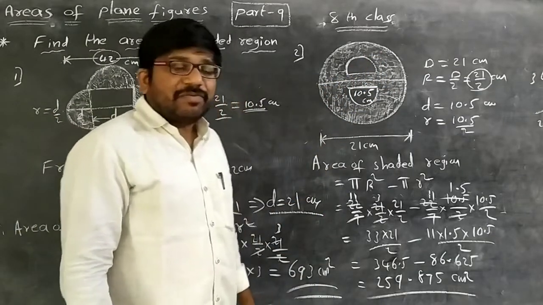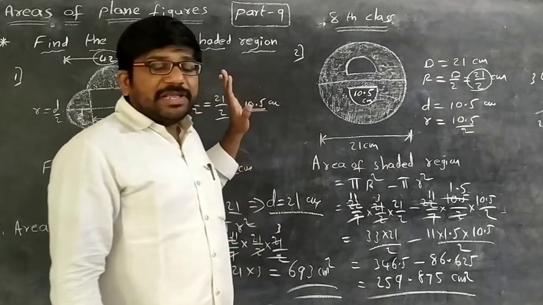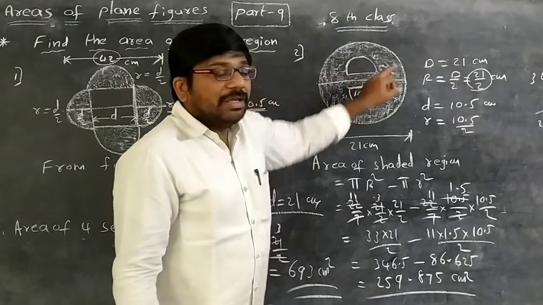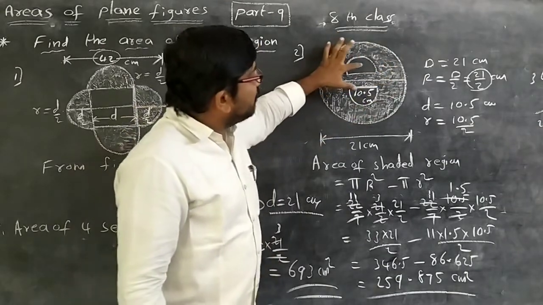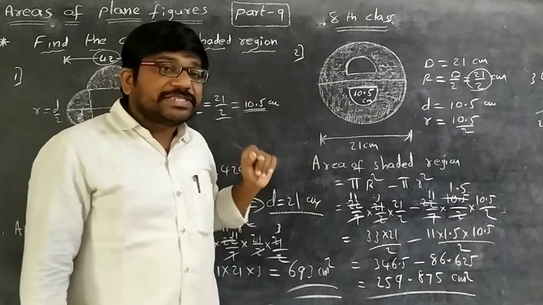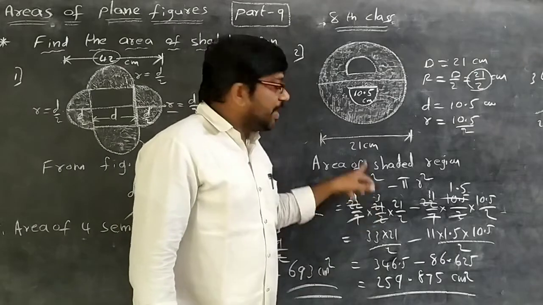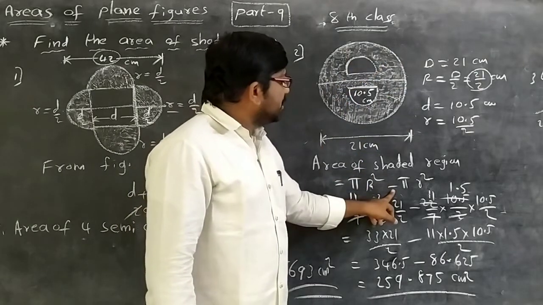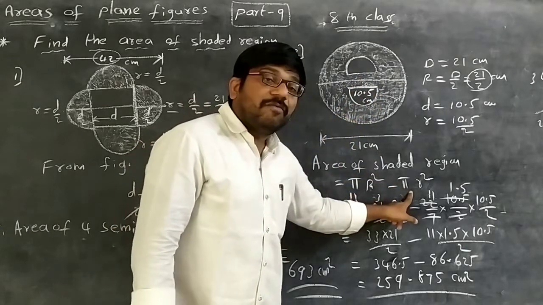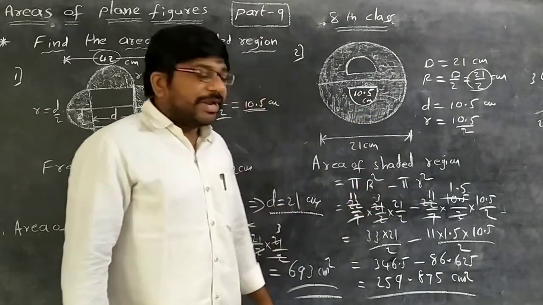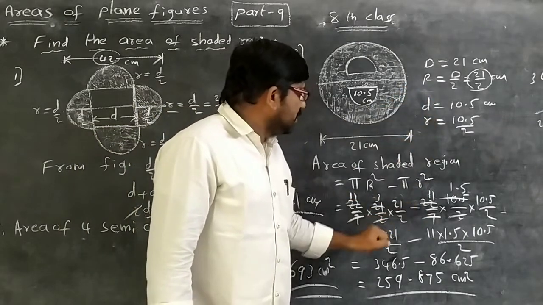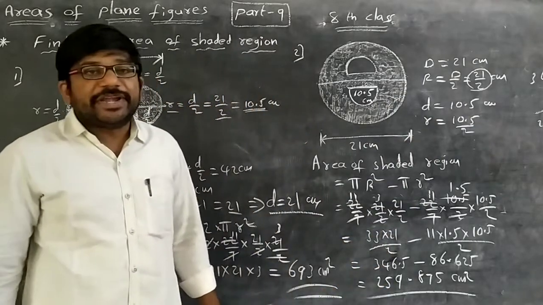So once again, listen, very simple. From this figure, the area of the shaded region means the area of the large circle, the total area, minus the area of these two semicircles. These two semicircles make one circle. So pi capital R square is the area of the large circle, minus the area of these two semicircles. Two semicircles give the area of one circle, that is pi small r square, right? After substituting capital R and small r in this, we get the area of the shaded region, right?